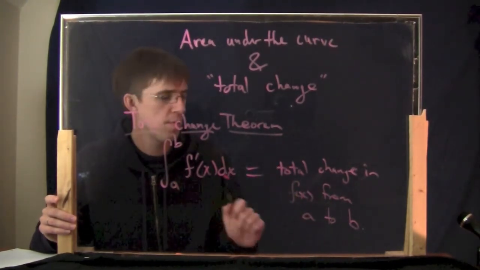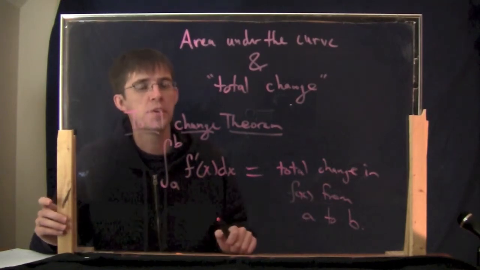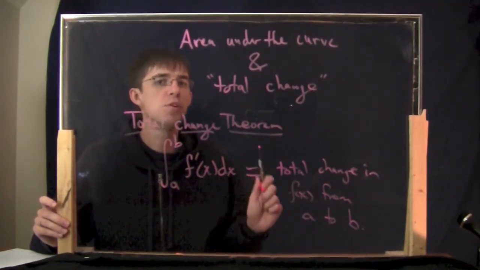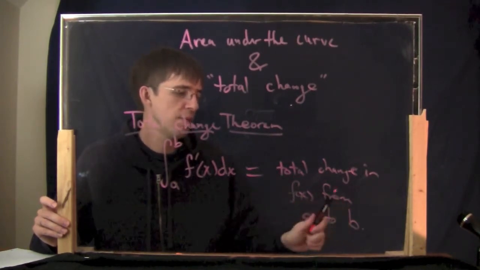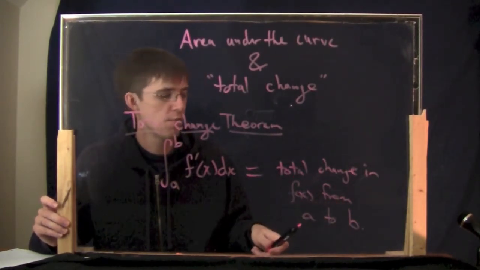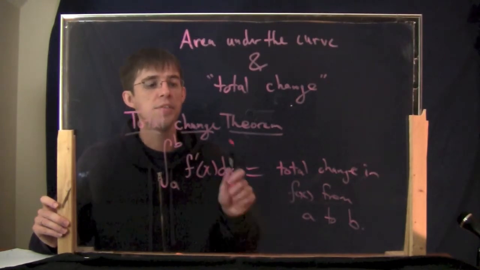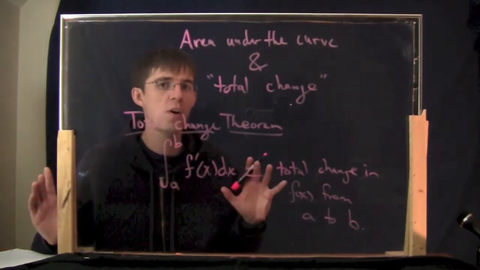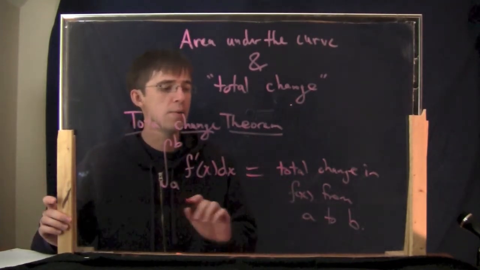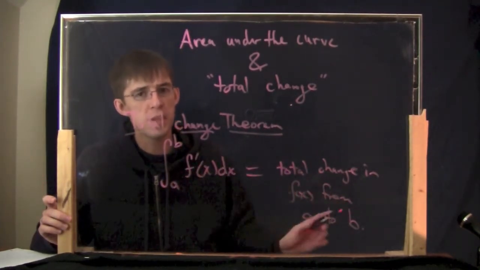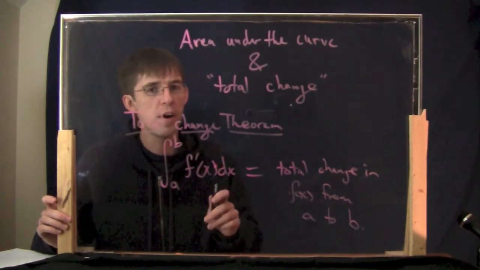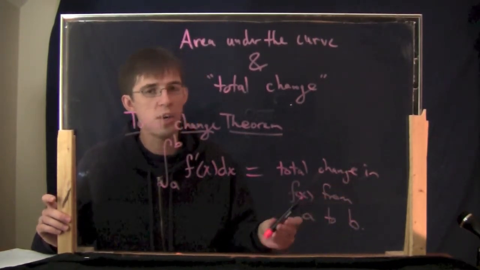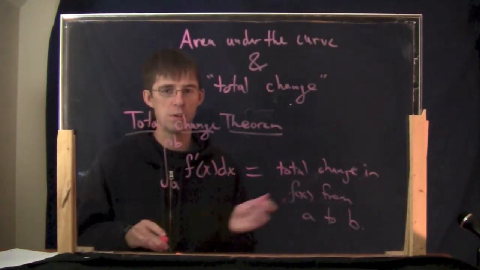So if you have the derivative, here's the derivative, this is the original function. If you take the area under the curve of the derivative, that is equal to the total amount that the original function changed from point A to point B. This is called the total change theorem, and let's talk through one specific example, and I want to try to convince you that this is really the case. The area under the curve of the derivative is straight up equal to the total change of the original function.